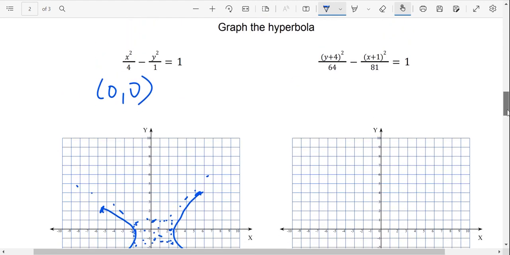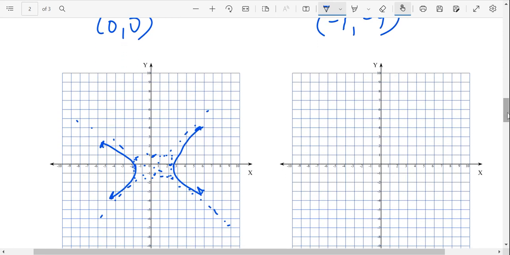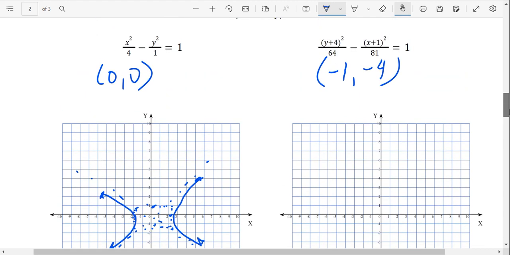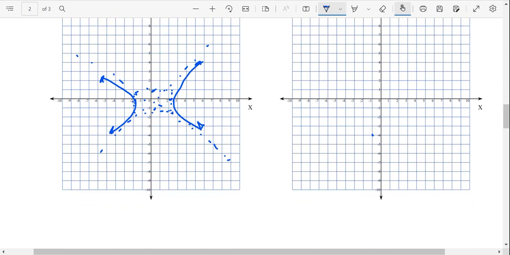Next, a little different story. So we have a center at negative 4 comma negative 1. Other way around. That was almost bad. Negative 1 comma negative 4. Let's plot. Negative 1, negative 4, right there. And then what's our a value? We're going to have our a value is 8, and we're going to go up 8 and down 8. I have to go a little bit off the page. I apologize. We have vertices there and vertices there.